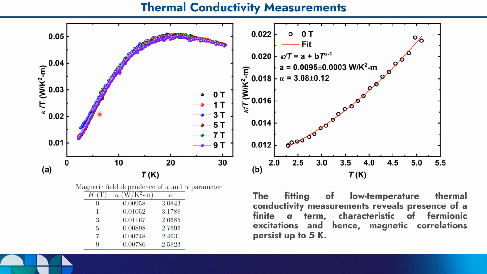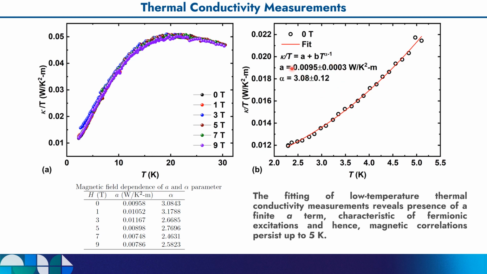Considering the presence of Schottky anomaly in heat capacity measurements, we have carried out thermal conductivity measurements also, because in these measurements you will not have any contribution from the Schottky anomaly. So we find that these measurements are mostly field independent on this sample, and the low temperature thermal conductivity data could be fitted well with this low temperature approximation.